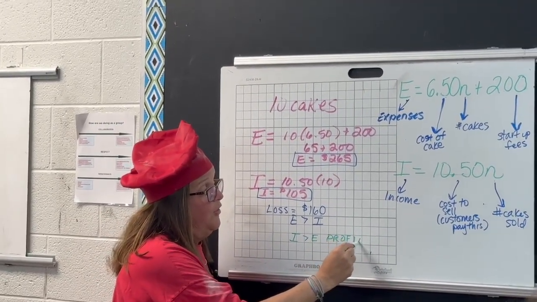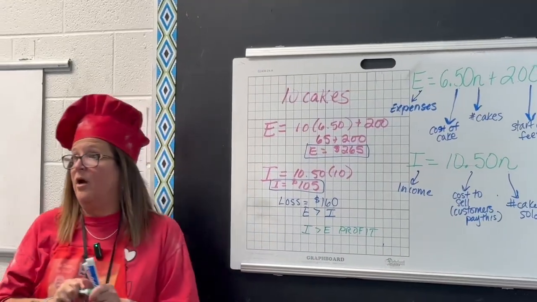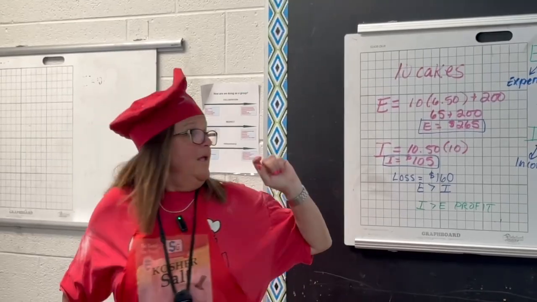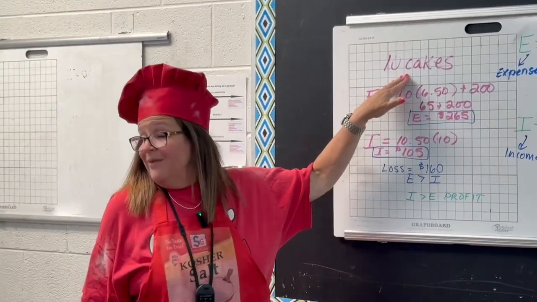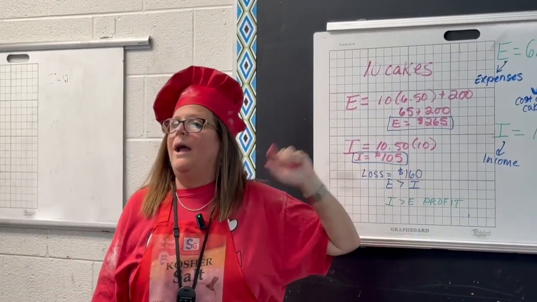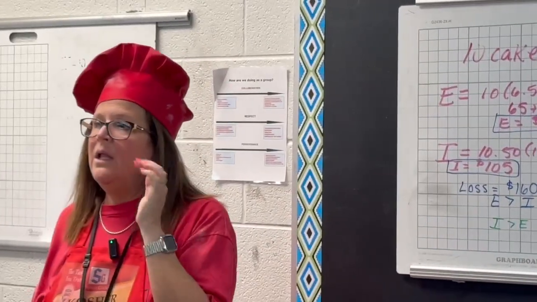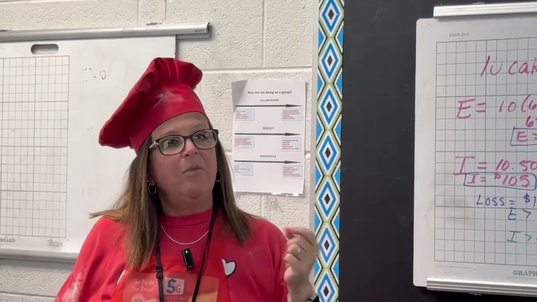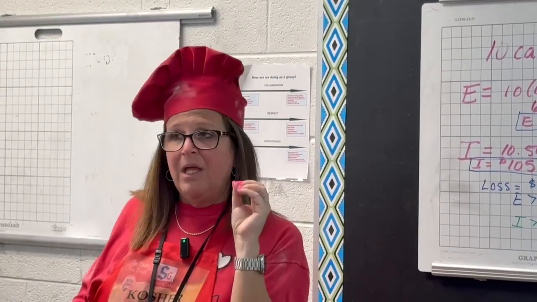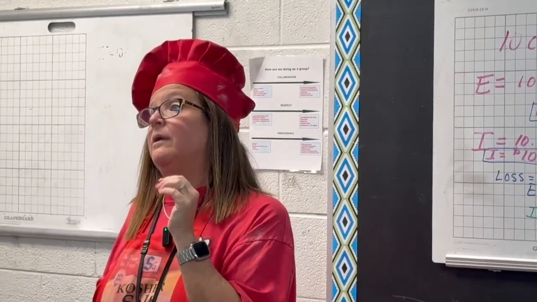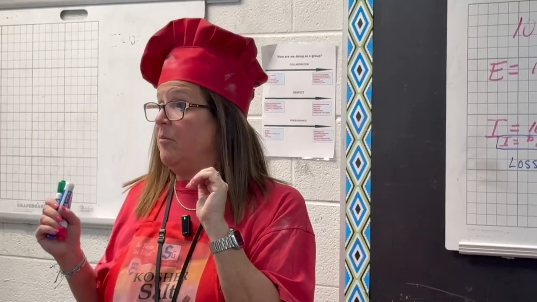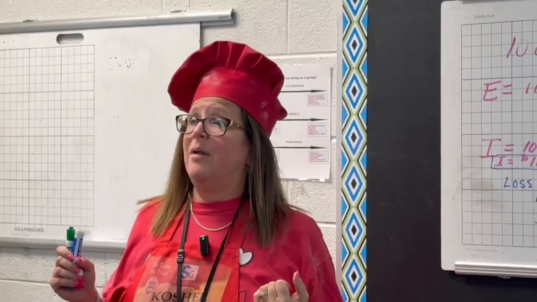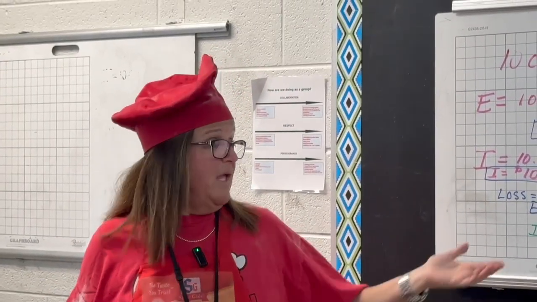Good. So here's your challenge. This is where I need your help. I know that if I make and sell 10 cakes, I'm at a loss. I'm trying to find when, if ever, my income and my expenses will be exactly the same. Because I know that if I make and sell one more cake than that point, I'm going to make a profit. If I sell anything under that point, I'm going to be at a loss.